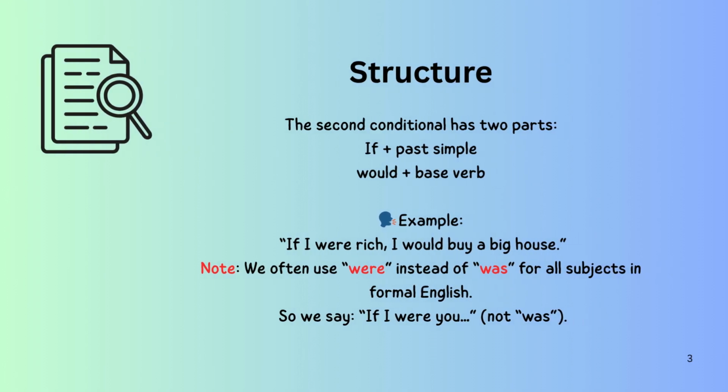The second conditional has two parts: if plus past simple, would plus base verb. Example: if I were rich, I would buy a big house. Note, we often use were instead of was for all subjects in formal English. So we say, if I were you, not was.